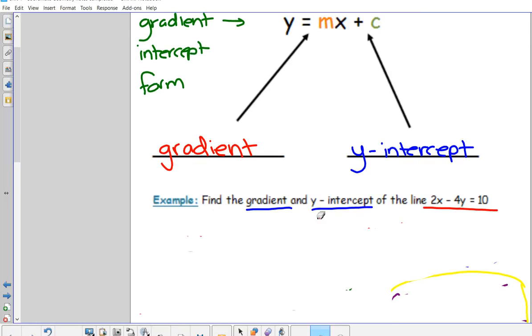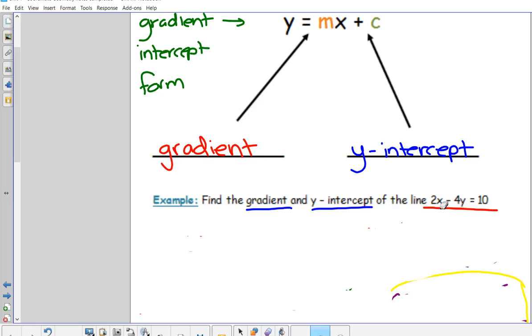So find the gradient and y-intercept of this particular line. What's awkward about this one is they didn't give it to you in gradient intercept form. But you can easily turn it into gradient intercept form if you go back to year 9. Remember transposition of formulas? So rearranging a formula to make y the subject. That's why you were made to learn this in year 9.